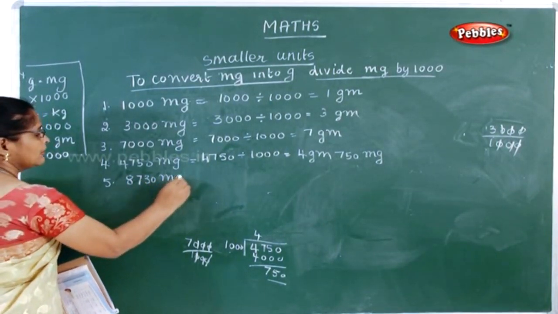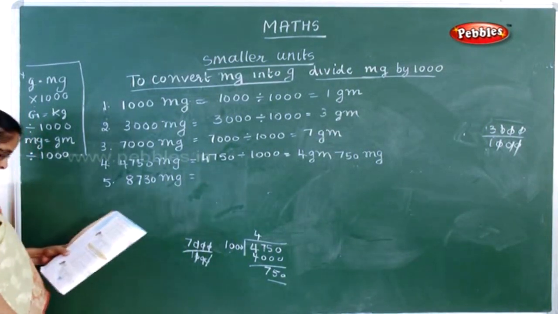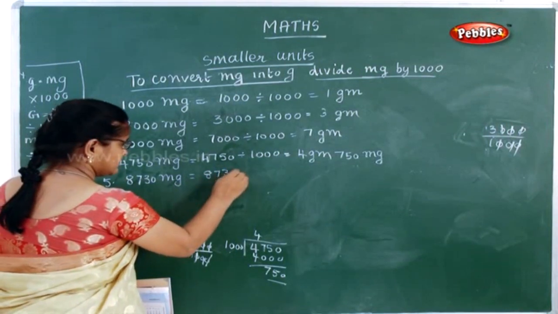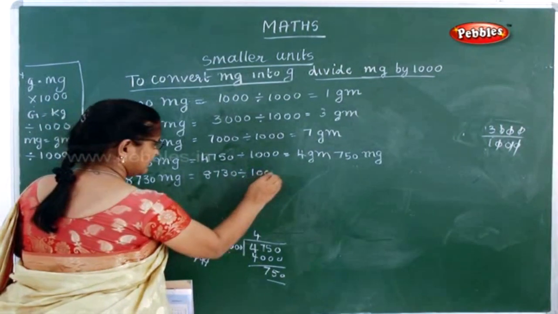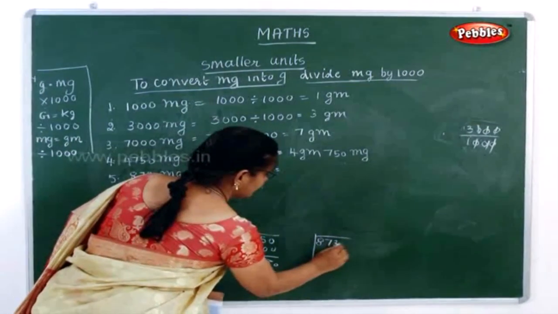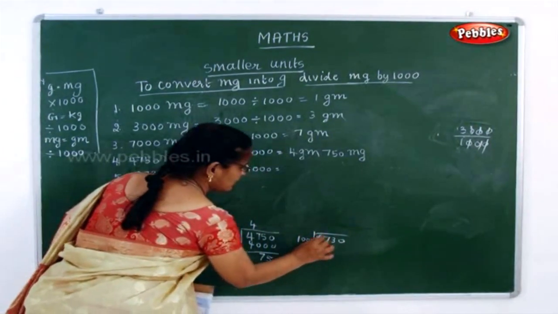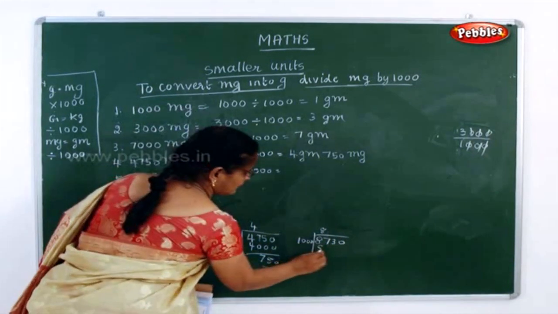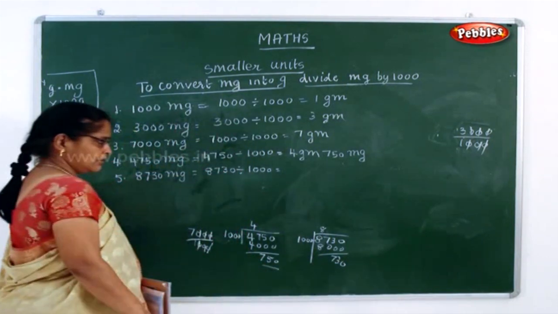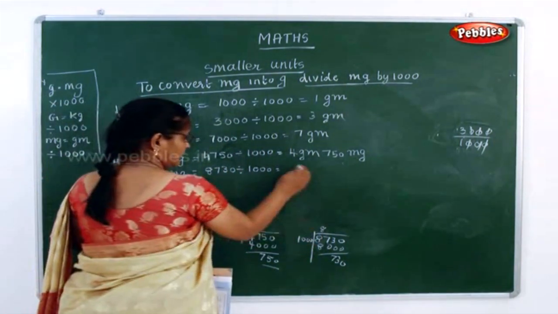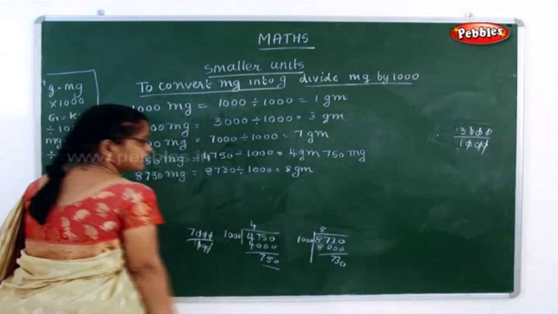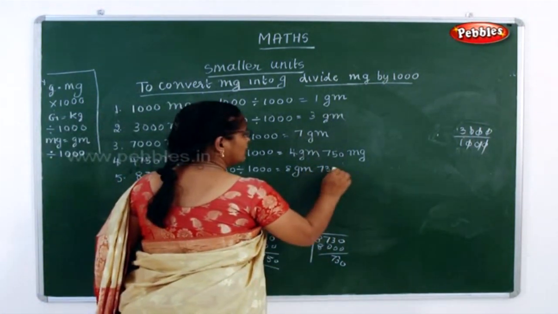8730 milligram. Now how will you do this? Same way, 8730 divided by 1000. Same way you can do your rough column. 8730 divided by 1000. So 8 times 1000, 8s are 8000. Now what is the remaining here? 730. Now what will you write here? It is 8 gram. Very good. Then the remaining is what? It is 730. So 730 mg.